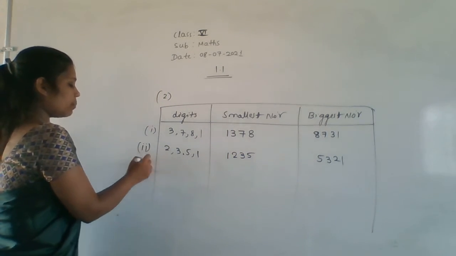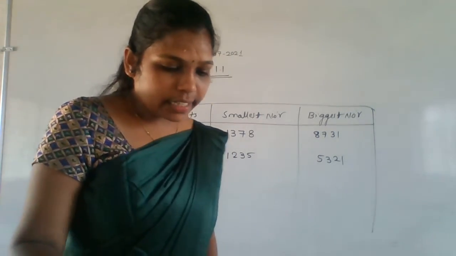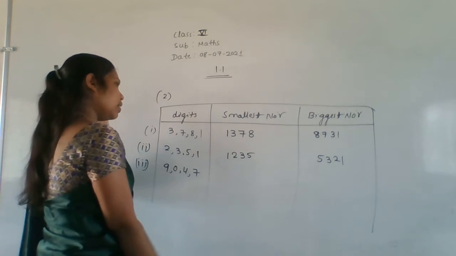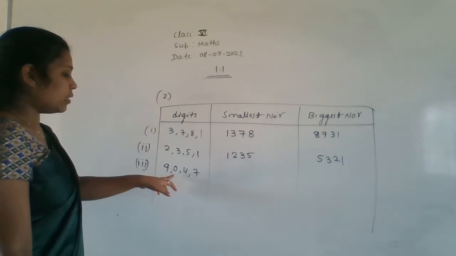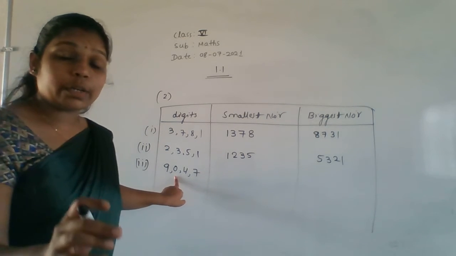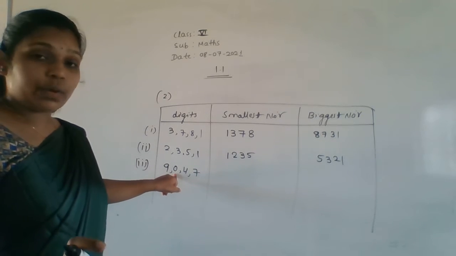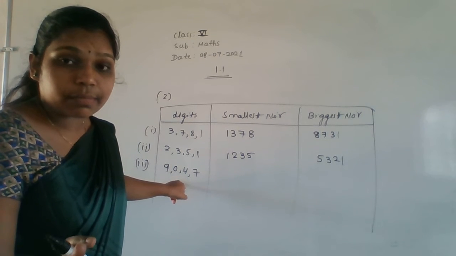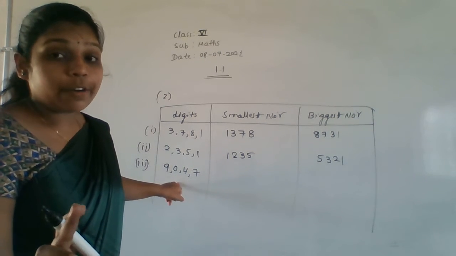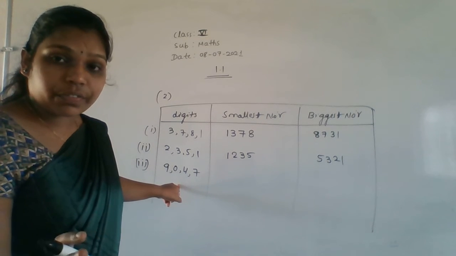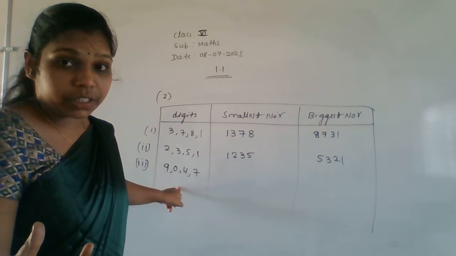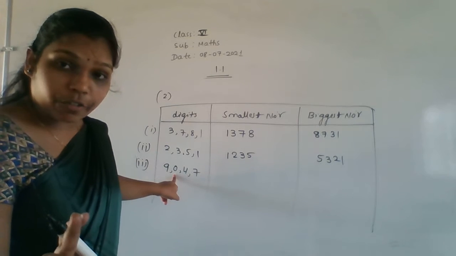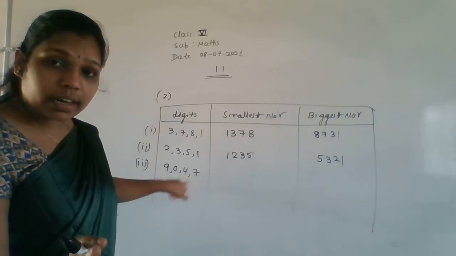Next, the third one. What is the third problem they gave here? That is 9047. Okay, 9, 0, 4, 7. Whenever a 0 is present in the given number, then don't write 0 as the first digit. Understand what I am saying here? Don't write 0 as the first digit. If you write 0 as the first digit, then it will become a 3-digit number, not a 4-digit number. For that reason, don't write 0 as the first digit. After 0, which is the smallest here? 4 is the smallest.